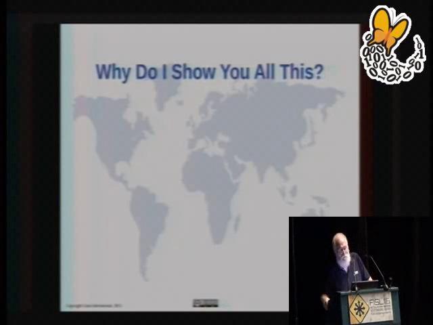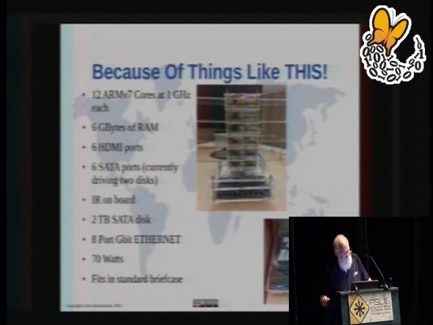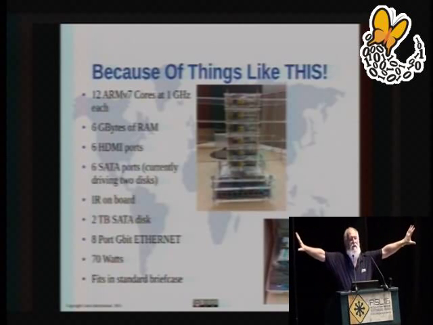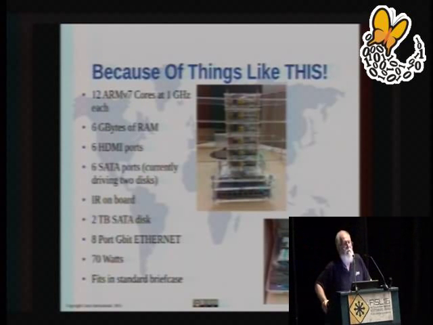So why am I showing you all of this? Because it allows me to do something like this, to build a little supercomputer that fits inside of a briefcase that I could take around to different organizations and show how to do programming across systems. I built this out of 6 Banana Pis put together. So I have 12 ARM9 cores in that. I have collectively 6 gigabytes of RAM, 6 HDMI ports, so I could have 6 screens up there showing what I want to show. I have 6 SATA ports, which in this particular configuration I'm using to drive 2 1-terabyte drives. I have infrared. I have an 8-port gigabit switch to tie them all together, and the whole thing runs on 70 watts of power. That's a little bit more than a light bulb.